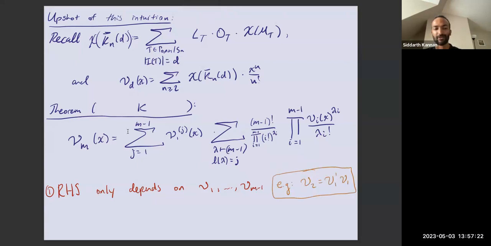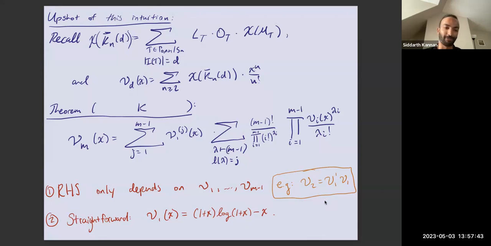So for example, if you plug in m equals 2 here, everything degenerates and you end up with nu1 prime times nu1. And I've been trying to emphasize that the nu1 calculation is very straightforward. That is the one that we have a closed form for. It's basically log 1 plus x times 1 plus x. So the point of this theorem is that you can recursively calculate any of these generating functions.